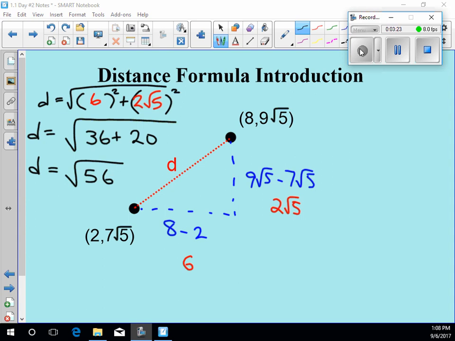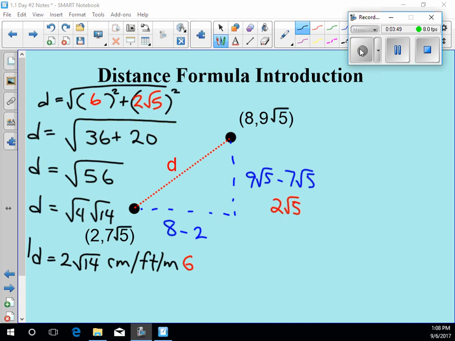Is there a perfect square that goes into 56? The answer to that is yes. How many times is 4 going into 56? 14. So our distance is square root 4, square root 14. Still mathematically kind of JV-ish. Let's reduce it. That would be an exact answer. Units, maybe centimeters or feet or meters, whatever it might be. If you're asked for a decimal on the AP Calc exam, they ask you to round to 3 decimal places at all times. Doesn't matter if you truncate or round up or down. Okay. All right, let's continue.